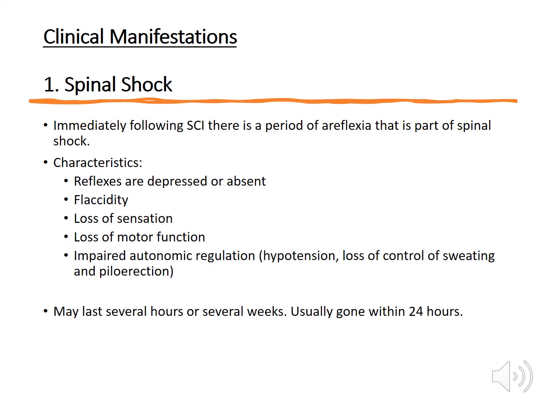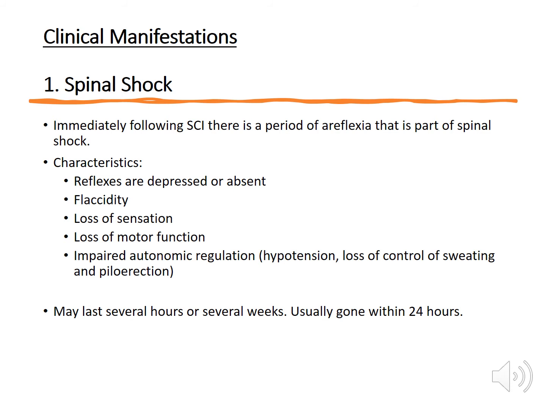So now that we talked about the syndromes and why the syndromes are caused and what their patients are going to present like, we're going to talk about some general clinical manifestations when dealing with patients with spinal cord injury. So, as you know, spinal cord injury results due to a disruption of communication from the higher centers in the central nervous system to the periphery. This disruption is going to result in loss of motor and sensory function as well as impaired autonomic function.